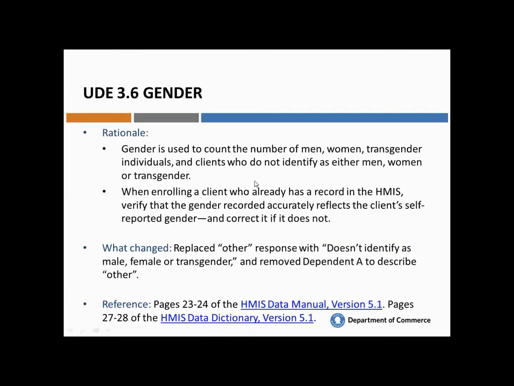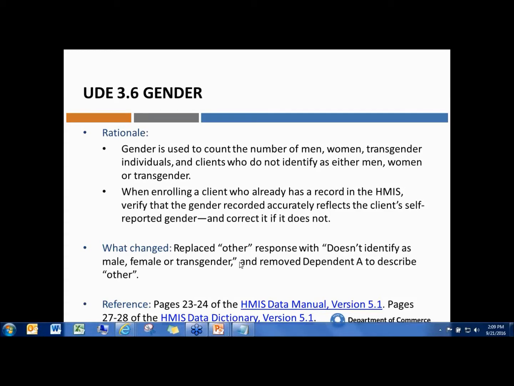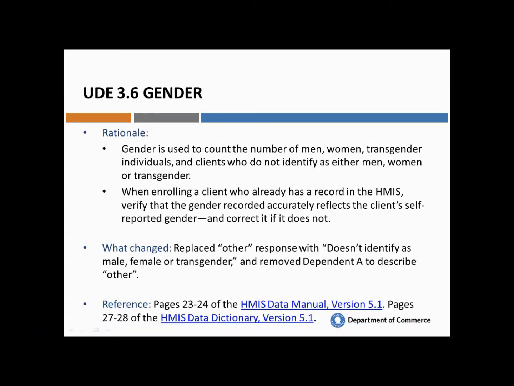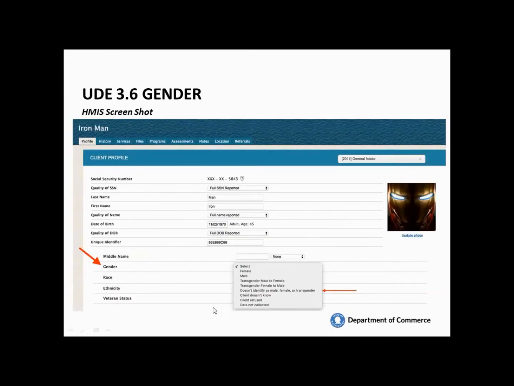All right, gender. So the change that happened with gender is that they replaced the old option of other with the response doesn't identify as male, female, or transgender. And then they removed the element before where you would type in what the other actually meant. So the only thing that you need to do here is as you are, the vendors are going to map the other all to the new element of doesn't identify as male, female, or transgender.